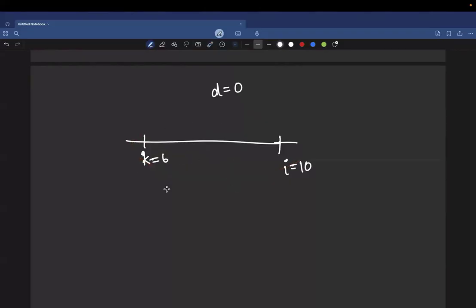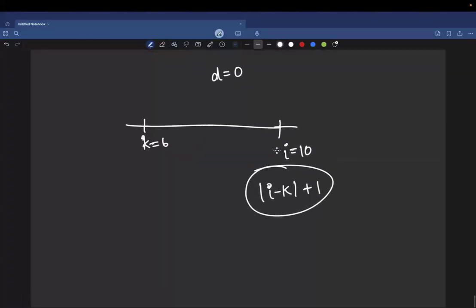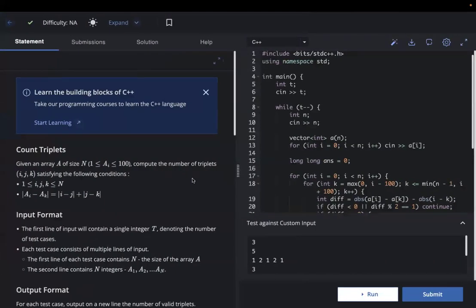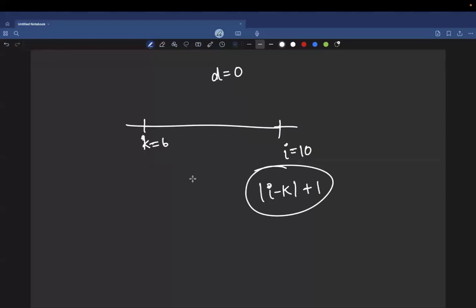So for j, the number of points where it can come between these 2 points is going to be the absolute difference of i and k plus 1. Basically the max guy minus min guy plus 1, which you can write as absolute difference plus 1. Right. So that's it. These are all the cases which we had to make.